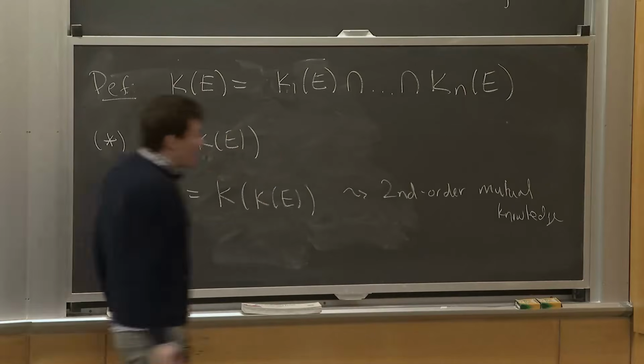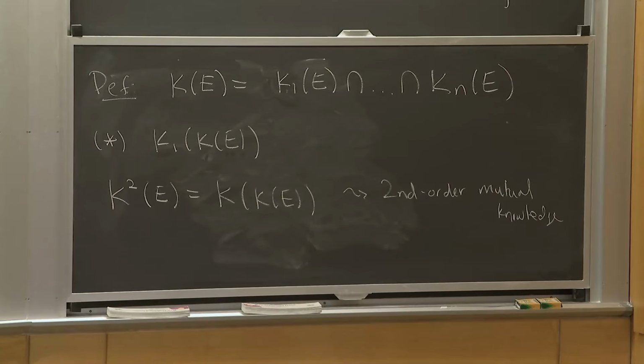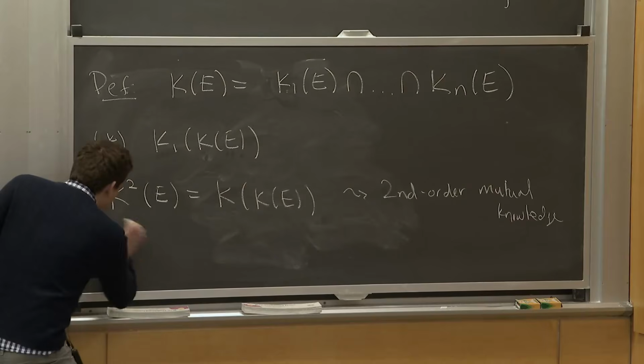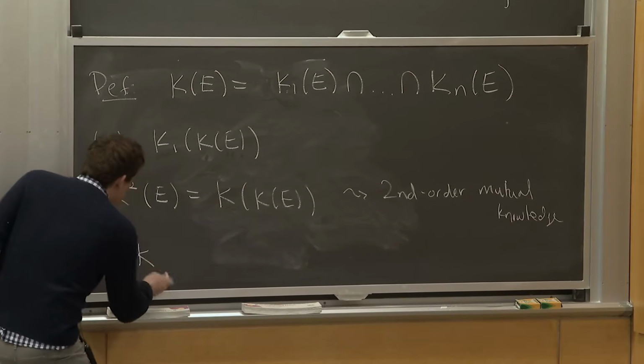But that's still too weak, because it could be that everyone knows something, and everyone knows that everyone knows something, but maybe people don't know that everyone knows it. So we have to go a step deeper. And we finally get to maybe what I'll say is common knowledge, CK of E.